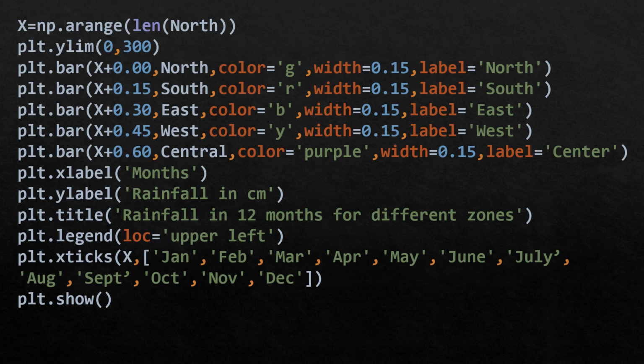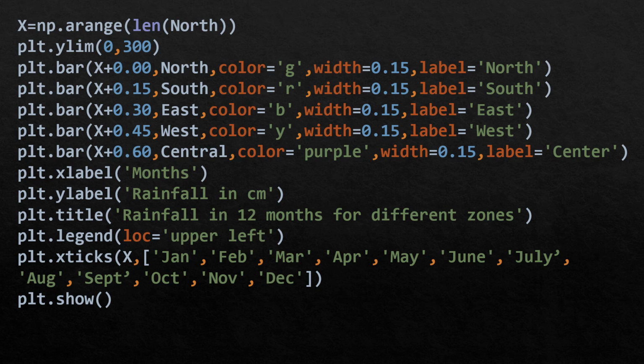Here we have taken a variable x to represent the values of the x-axis and have used the method np.arange(len(north)). It can be south, east, anything. So basically the idea is to take the number of months. Here there are 12 months, so np.arange of length of north is 12. So x will store the values from 0 to 11, representing all the 12 months. Then I have put a y limit of 300. You can skip this line also, but I have kept an upper limit for the y-axis.